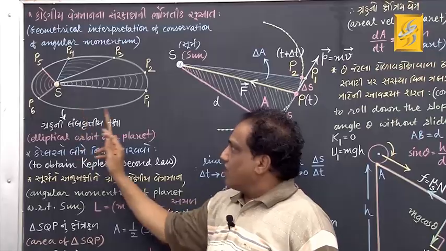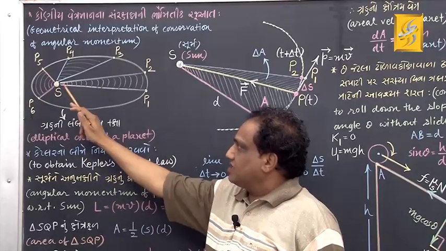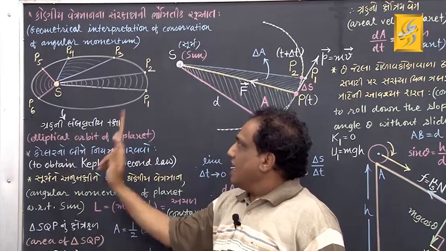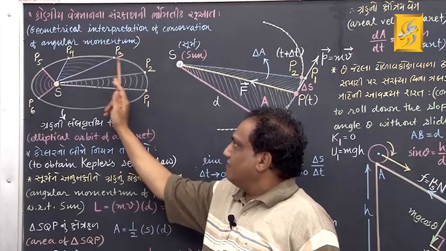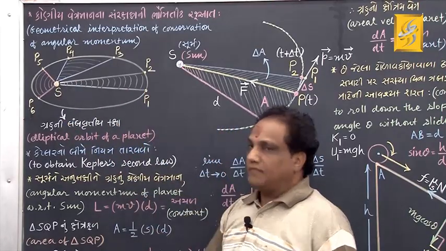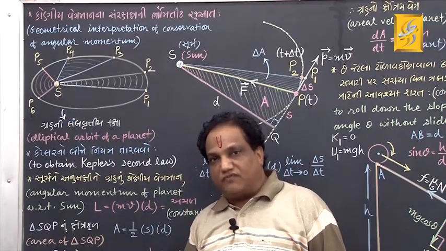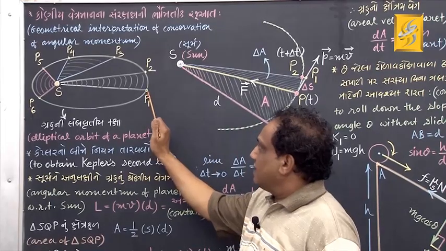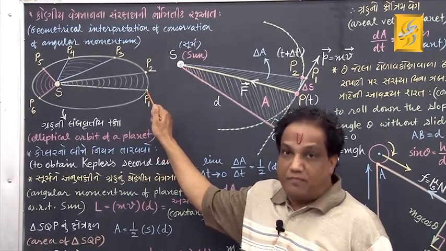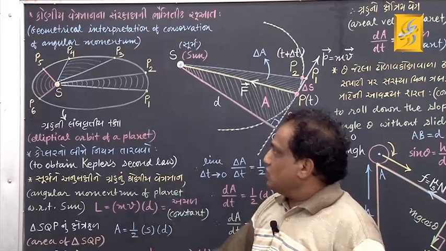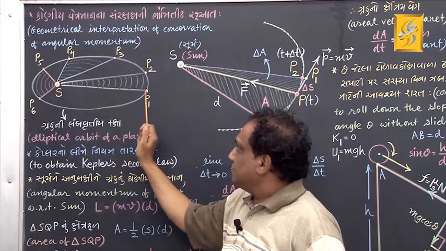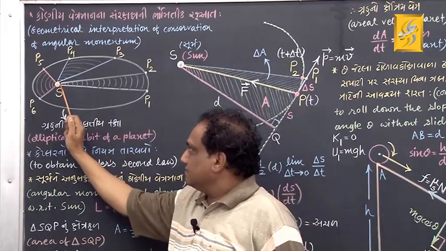At one of the two foci of that elliptical orbit, the Sun is located, and say this is the planet which is revolving around that Sun. At a particular instant of time, suppose the planet comes over here at point P1. Join Sun and planet. You will get this line.